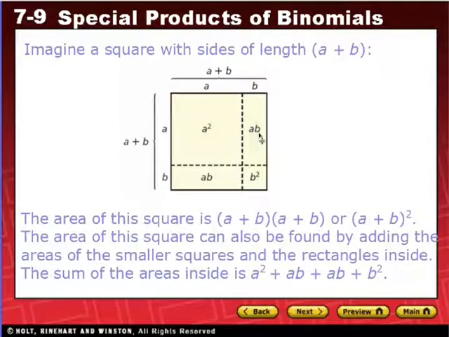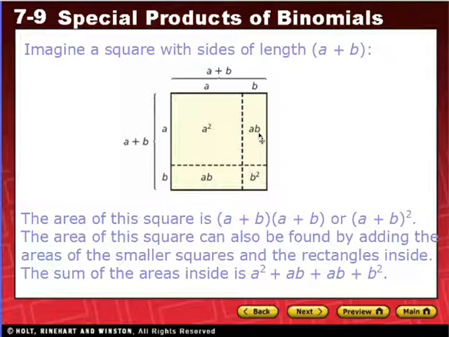Last unit in this chapter, lesson 7-9, special products of binomials. You are going to need your Know It Note page, which is page 107, and we can probably squeeze most of the things on this page. So let's get started here. We're going to start with a little bit of theory.